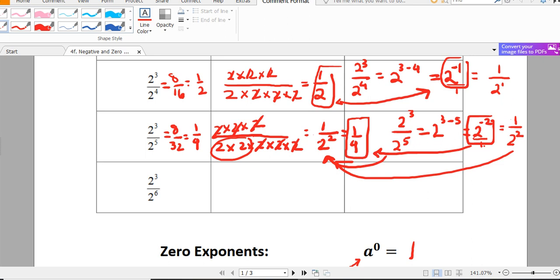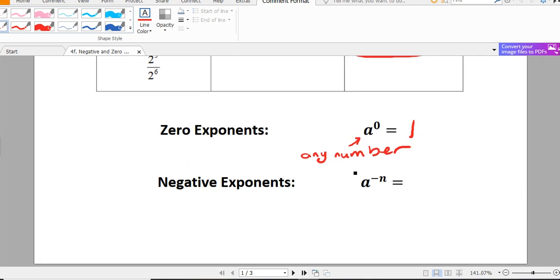Okay, so let's just scroll down and generalize this rule. So a to the exponent of negative n would equal, again, this is technically over 1, so I would bring this down, 1 over a to the exponent of positive n.